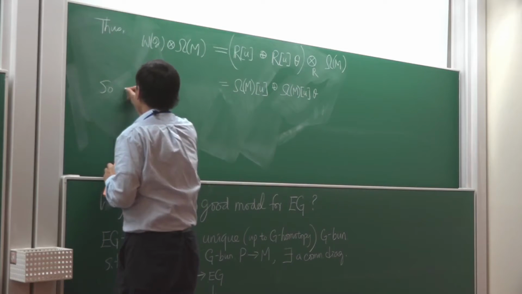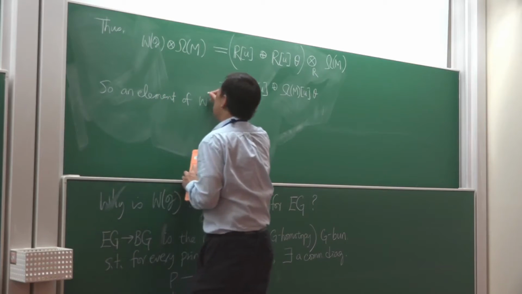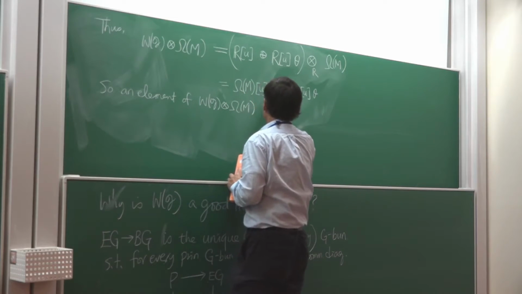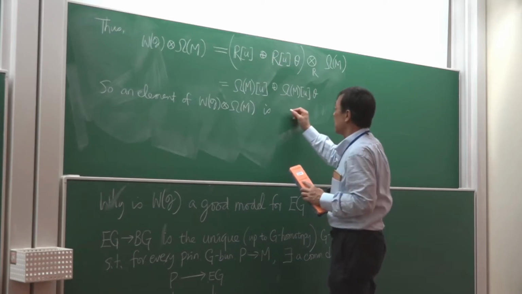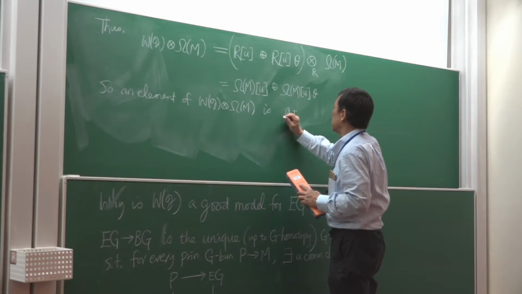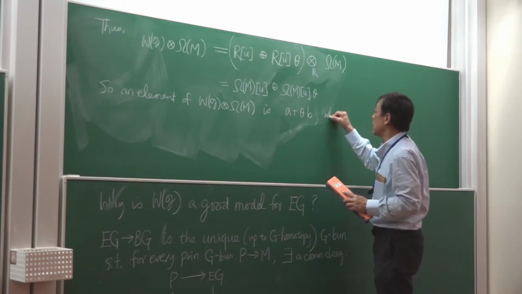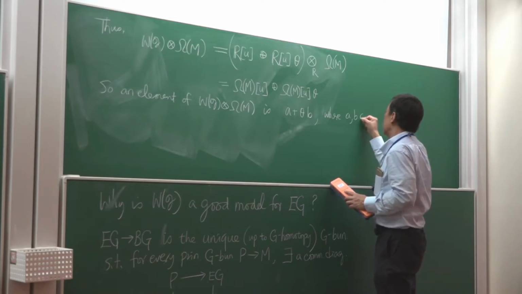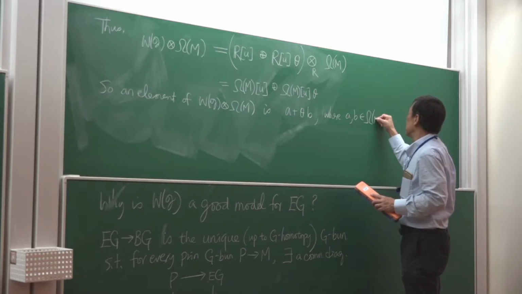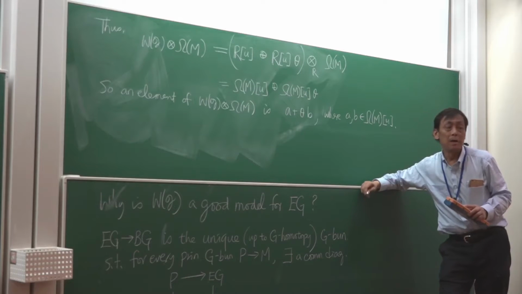Yeah, so an element of the Weil model is of the form A plus theta B, where A and B are polynomials in U with coefficients in the forms. Okay.